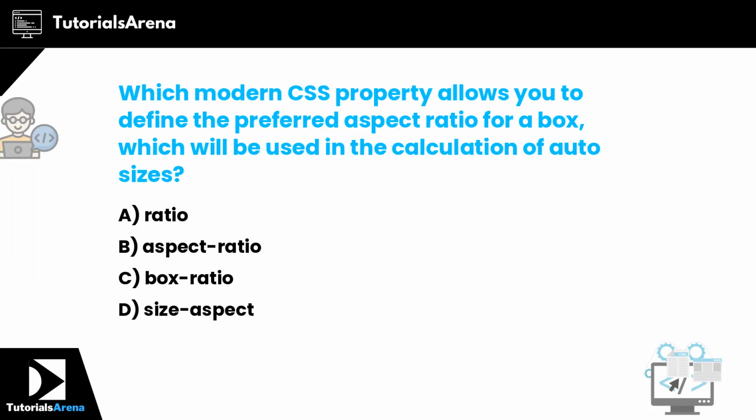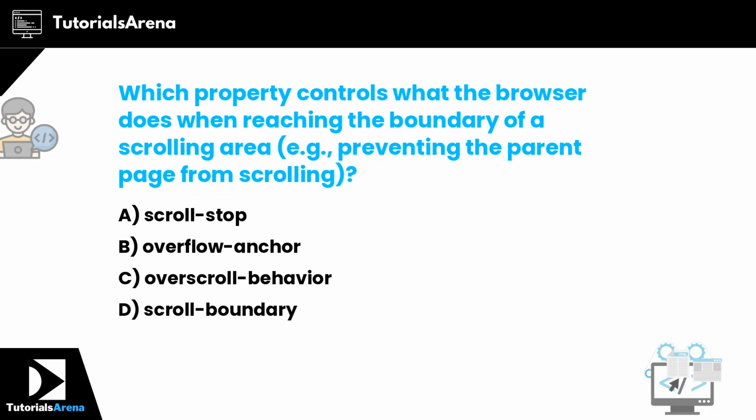Which modern CSS property allows you to define the preferred aspect ratio for a box, which will be used in the calculation of auto sizes? The correct answer is option B, aspect-ratio. Which property controls what the browser does when reaching the boundary of a scrolling area, e.g., preventing the parent page from scrolling? The correct answer is option C, overscroll-behavior.